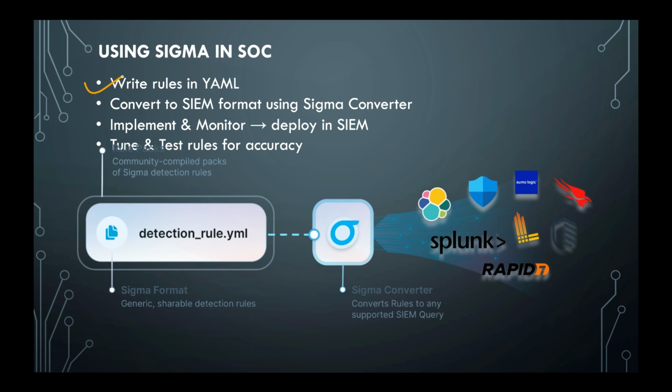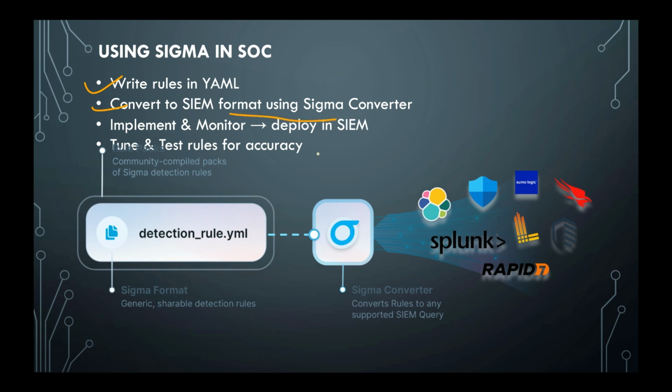Number one, write rule in YAML. Write your Sigma rule in YAML format, like the one we just showed you. Keep it simple and descriptive. Don't forget to include key details like the log source, detection logic, and severity label. Then convert your Sigma rule into any SIEM format using Sigma converter.